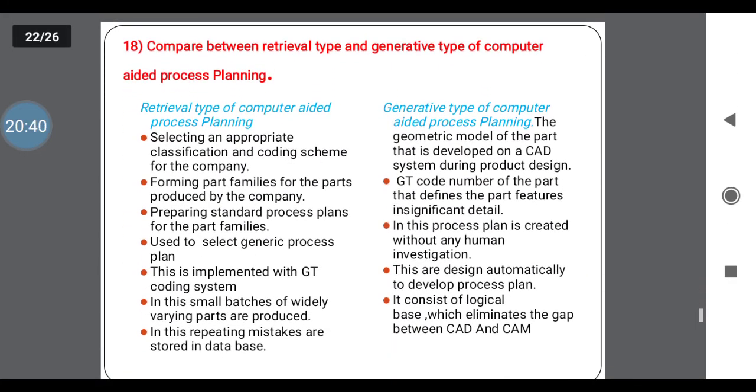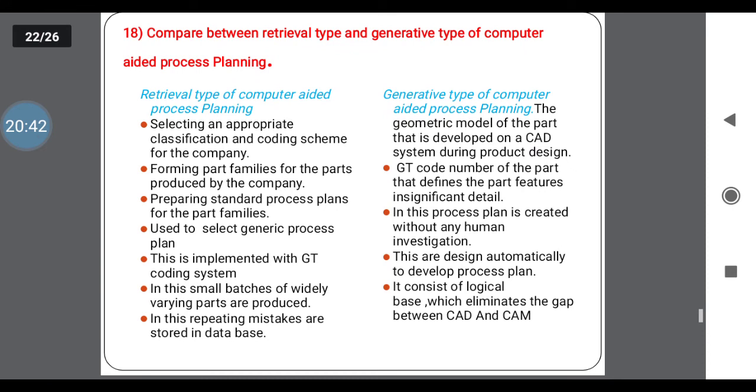Next one is the difference between two types of CAPP, that is the retrieval type and generative type of process planning. See, I already know the details of these two. Here first is the retrieval type of computer aided process planning, second one is the generative. Here, selecting an appropriate classification and coding for the company with the CAD system.